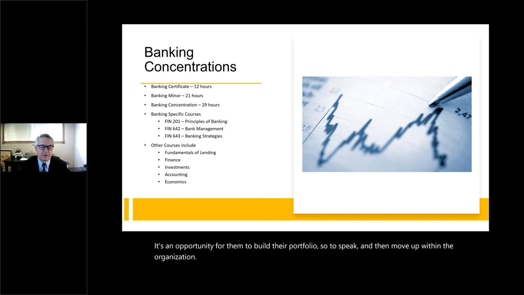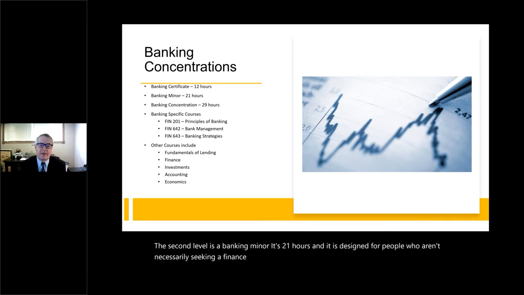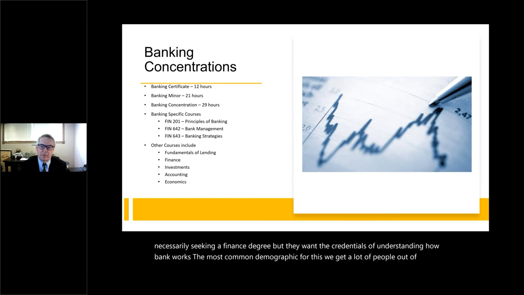The second level is a banking minor. It's 21 hours, and it is designed for people who aren't necessarily seeking a finance degree, but they want the credentials of understanding how a bank works. The most common demographic for this, we get a lot of people out of our agricultural business department who are working towards an ag lending degree or opportunity.